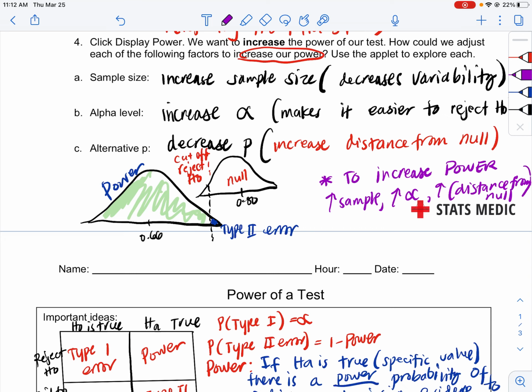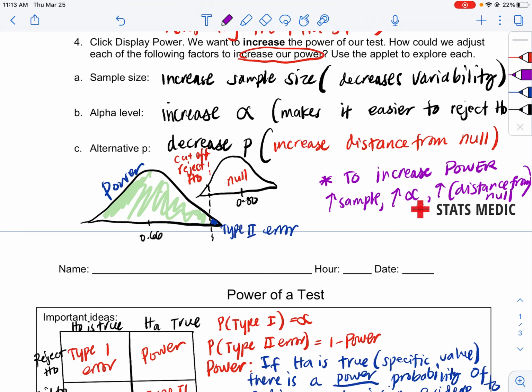When I say increase distance from the null, I'm not saying to increase the proportion, because sometimes we have to decrease the proportion away from the null, or sometimes we have to increase the proportion away from the null, depending on which side you're going, depending on the alternative hypothesis.